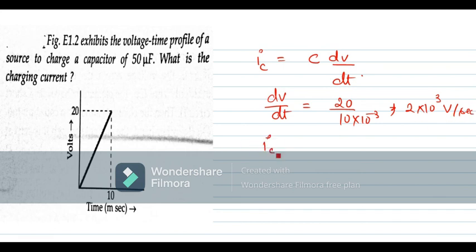Now we will substitute these values. IC is equal to C, 50 micro, into dV by dt, 2 kilo, that is equal to 0.1 ampere. So this is the value of the charging current.